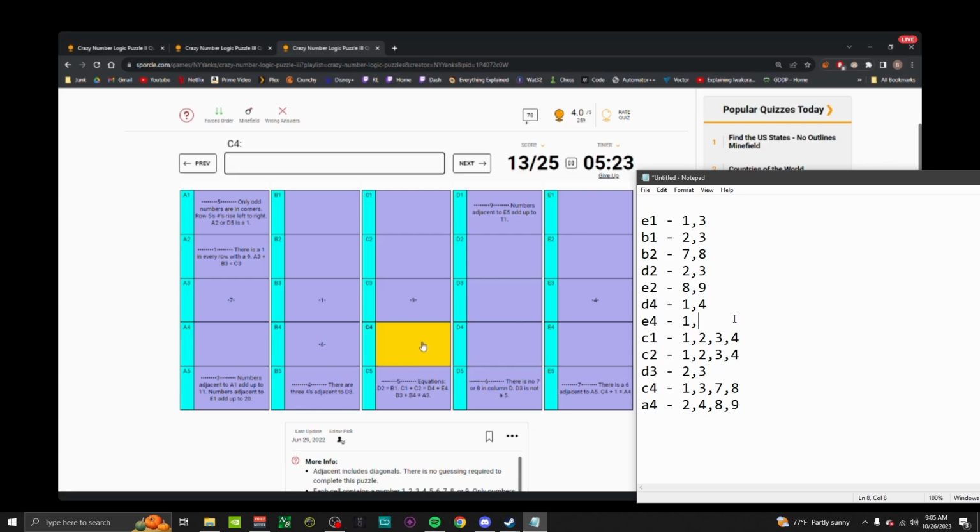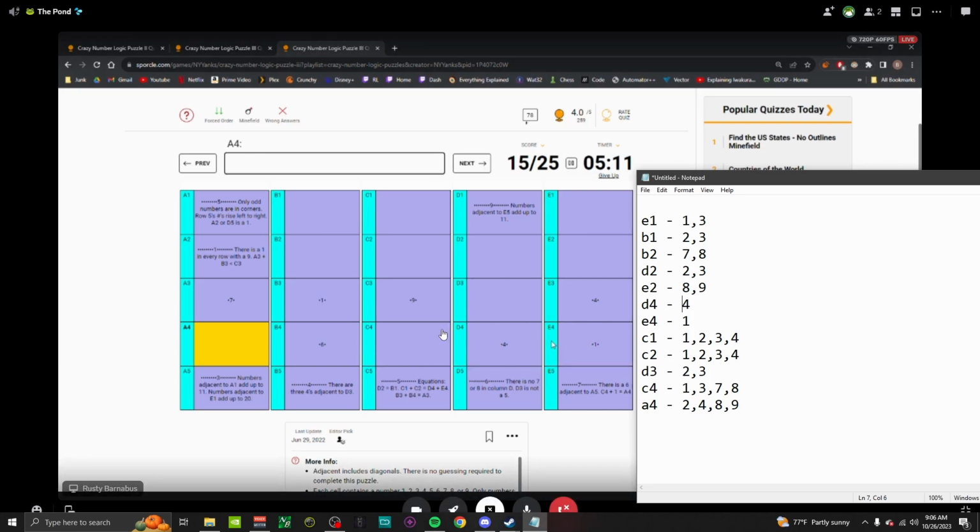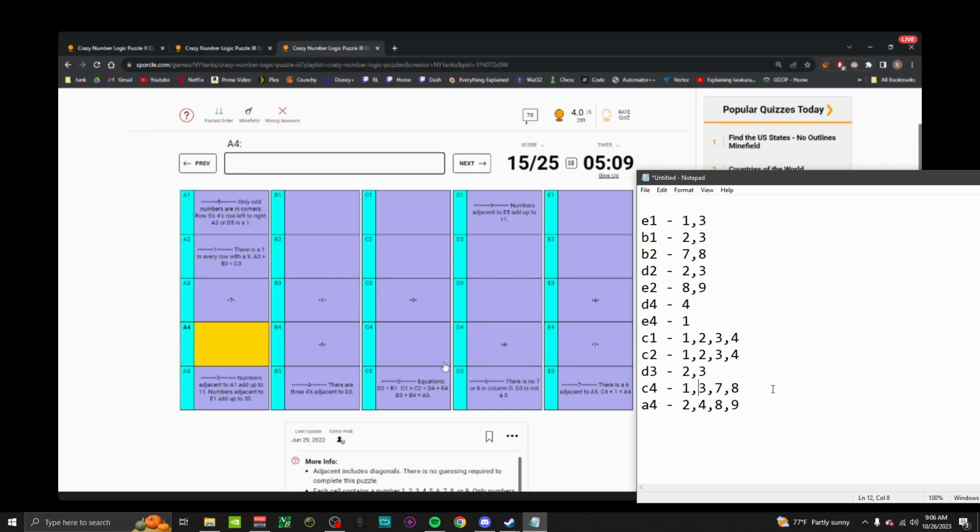Because this can't be 4. Which means these both have to be. And this one can't be. I like that. It has to be 4 and this has to be 1. Nice. That's big. Okay, so that means C4 can't be a 1 anymore. Which means A4 can't be a 2 anymore.